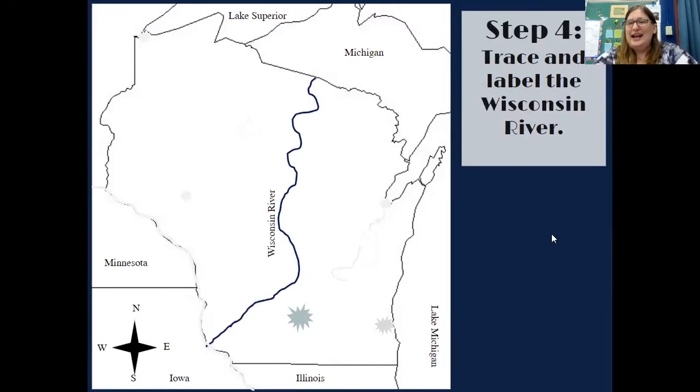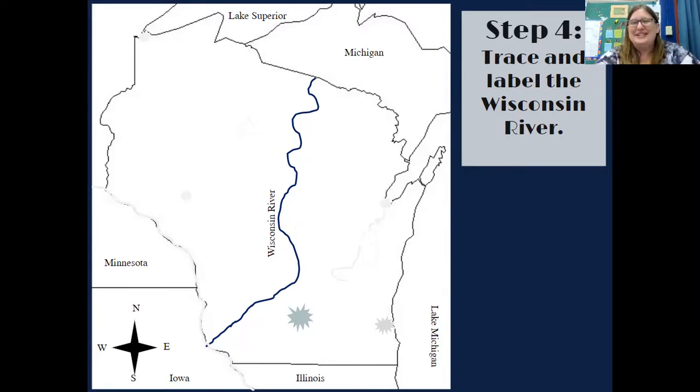Now we're going to go ahead and take our blue colored pencil and fill in the Wisconsin River. So the Wisconsin River is known as a tributary, and a tributary is a small body of water that empties into a larger body of water. So the Wisconsin River starts up in the north woods of Wisconsin, right along the Michigan border. And it flows through Wisconsin, and right about here, it forms something called the Dells.